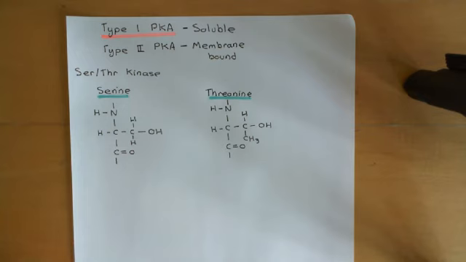Okay, now, basically this alcohol group of the serine and the threonine residue can have a phosphate group added onto it, and that's what protein kinase A is capable of doing.